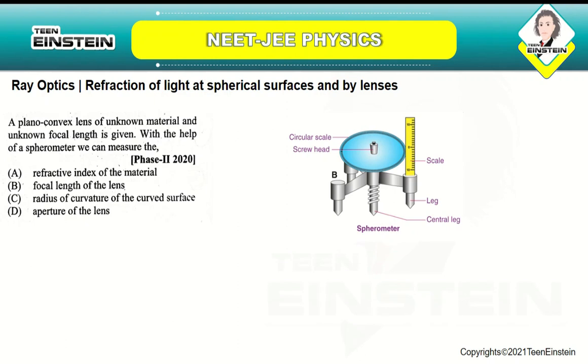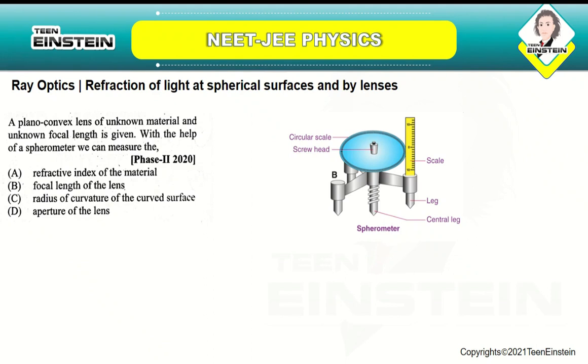A plano convex lens of unknown material and unknown focal length is given. With the help of a spherometer, we can measure either the refractive index of the material, focal length of the lens, radius of curvature of the curved surface, or aperture of the lens. So first of all, you should know what a spherometer is.